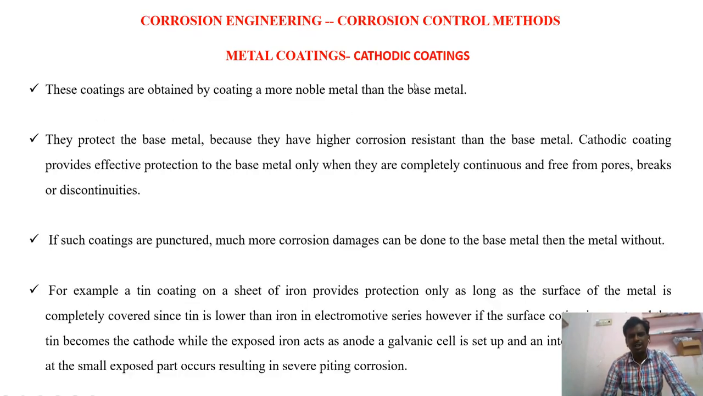So the next one is cathodic coating. Here this type of coating is obtained by using noble metals. Noble or inert metals are coated on the surface of the metal which has to be protected. For example, if tin is coated on iron, then tin has more resistance against corrosion, so it won't undergo corrosion. Thereby, the base metal can be protected very easily from the corrosive agents. If any discontinuities, pores or breaks happen, then corrosion will start.